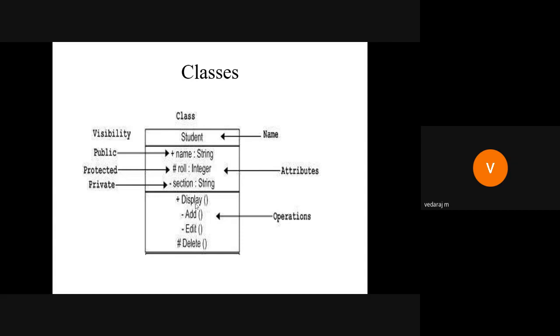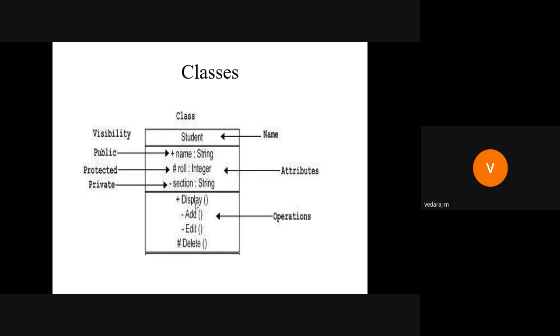The plus notation is represented as public. The hash notation is represented as protected. The minus notation is represented as private. Okay. You no need to use public, private, protected; use the UML notation. The access specifier can be represented in UML as plus is public, hash is protected, minus is private.